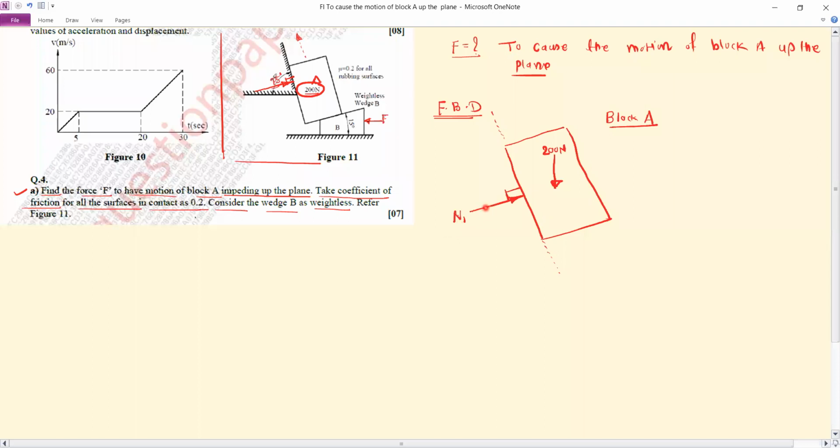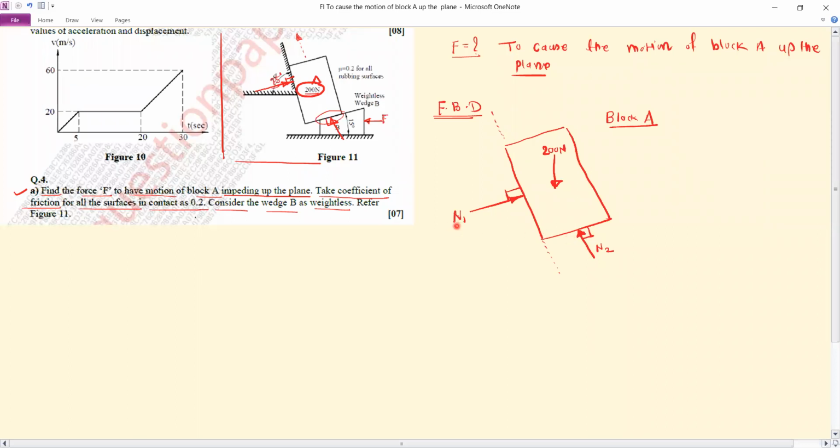There is a second normal reaction at the contact surface between block A and wedge B. This reaction at this contact surface will be like this, and it is exactly perpendicular to the contact surface. You can show that reaction here. Actually, this reaction is a common reaction. We will consider it as N2, and it is perpendicular to the contact surface.